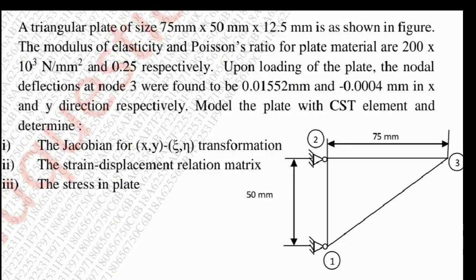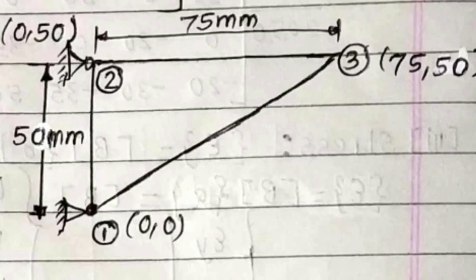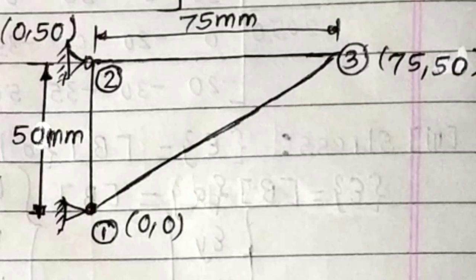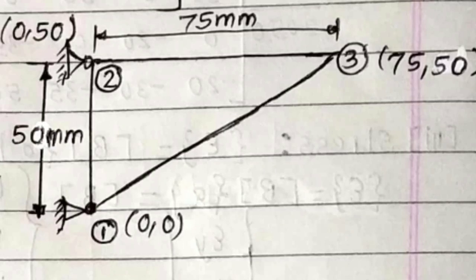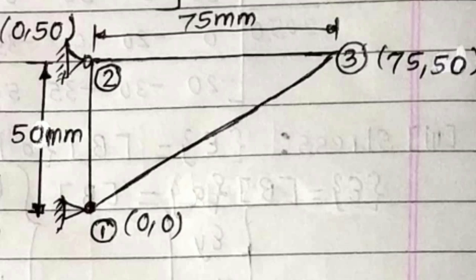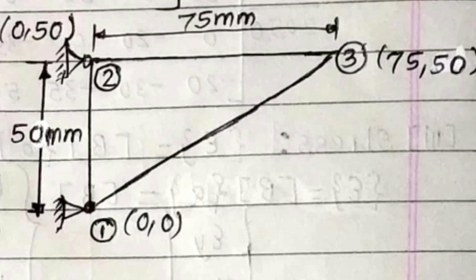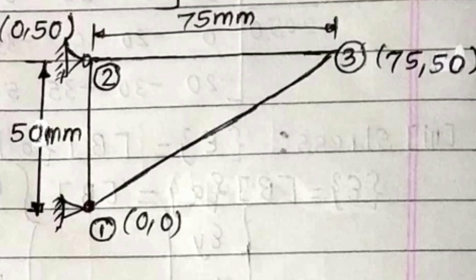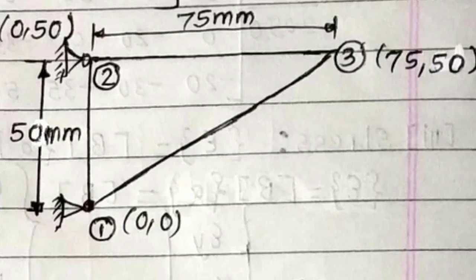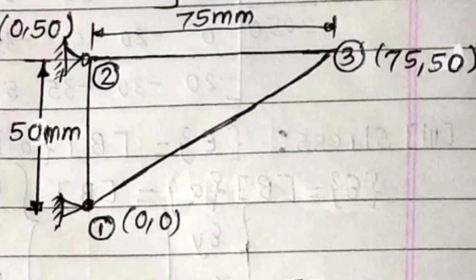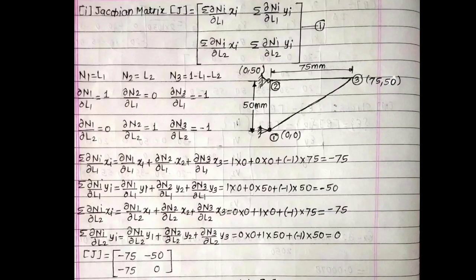So let's start with the solution of the problem. In the problem itself they have assigned the node numbers. The only thing which we need to do is assign the coordinates to every node. So for that I will assume node 1 as a reference node. So the coordinate for node 1 will be 0, 0. Then the location of node 2 with respect to node 1 is 0, 50 and the location of node 3 with respect to node 1 is 75, 50. So first we will calculate the Jacobian matrix.